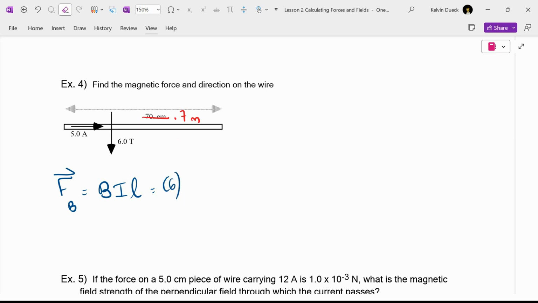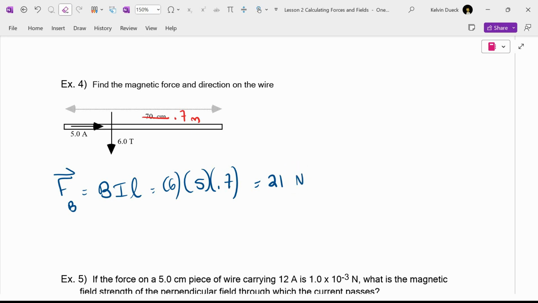How strong is the current in amps? How long is the wire? 0.7. What do you get? 21? Units. It's a force, Noor. It's a force. Units. Yeah.